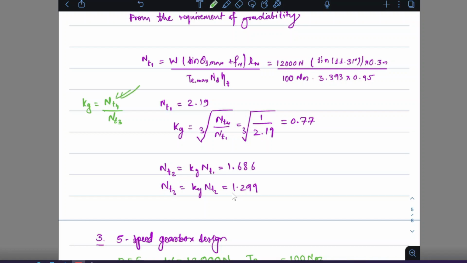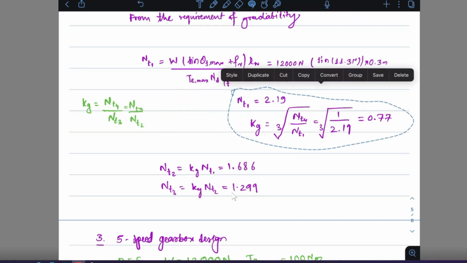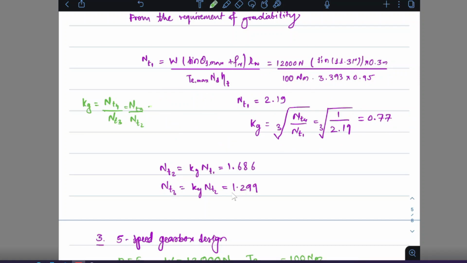Okay, so let's see. Let us write kg equals NT3 by NT2 also, right? Equals NT2 over NT1.